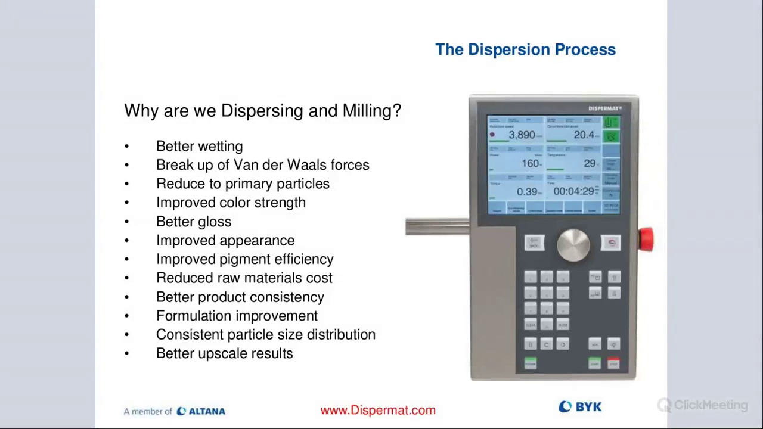Of course, pigment efficiency is increased dramatically. That helps us save money on raw material costs. Products look better, so also better product consistency, formulation improvement, and more consistent particle size distribution. And also really important is really good upscale results from the lab to pilot all the way up to manufacturing.